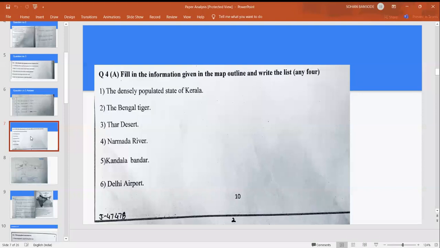First one is all the time. Question number 4A is always about the map filling. There is information which is provided to you, and you have to fill it in the outline map of the particular country whichever is given over there.